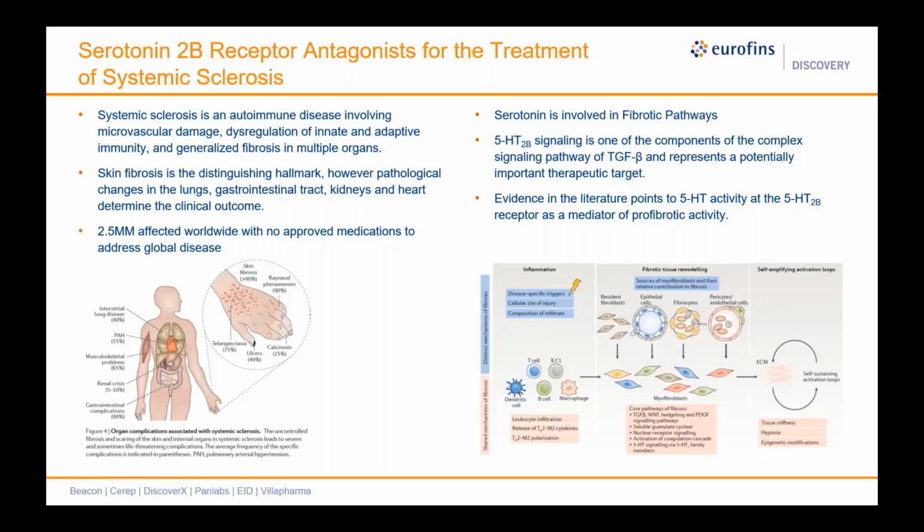So why go after the serotonin 2B receptor? Well, we know that serotonin is involved in the fibrotic pathways. We know that 5-HT2B signaling is one of the components of this pathway, especially the inflammation pathways like TGF-beta, and it represents a potentially important therapeutic target. There's also additional literature that suggests that serotonin activity at the 2B receptor is a mediator of pro-fibrotic activity.